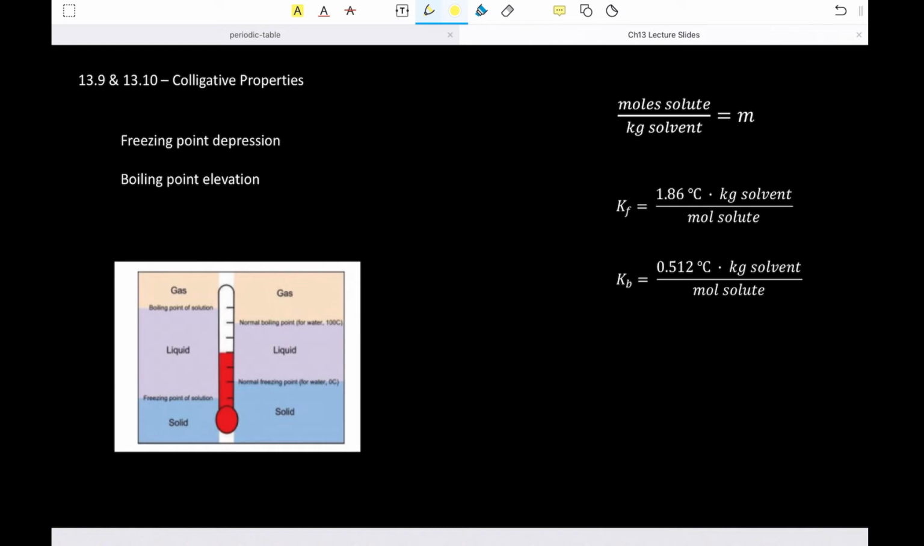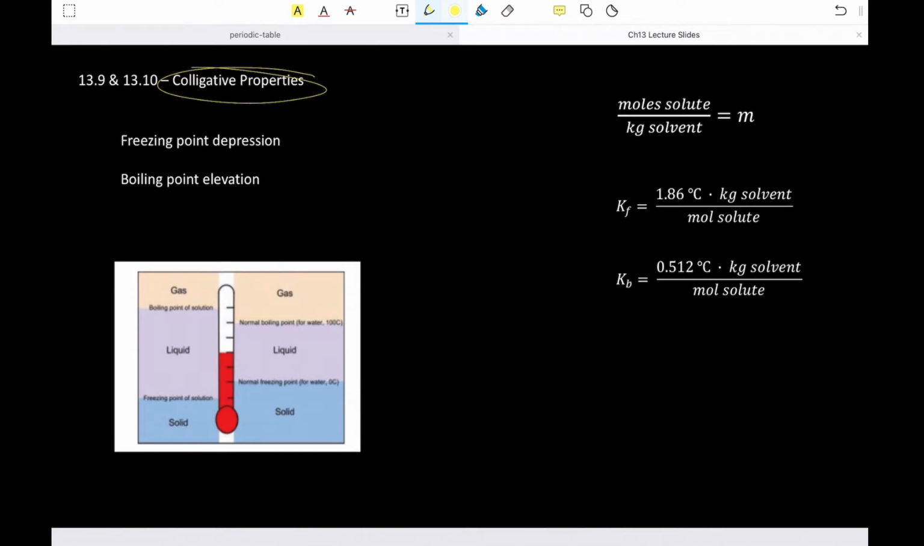Hello, Honors Chemistry, and welcome to 13.9 and 13.10, the last two sections from Chapter 13, dealing with colligative properties. The colligative properties we are talking about in this unit include freezing point depression, boiling point elevation, and osmotic pressure. All of these depend not on the identity of the solute, but on how much solute is present in a solution.